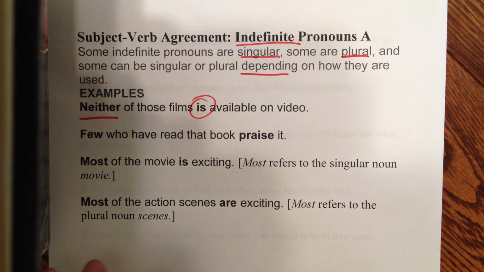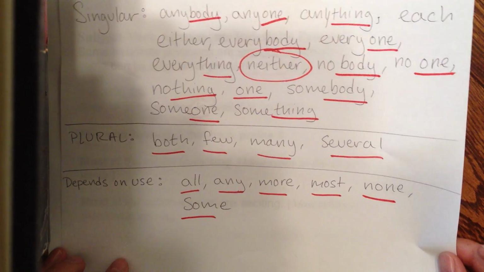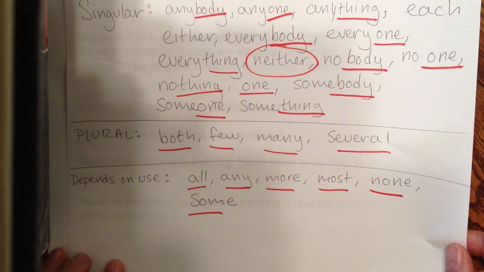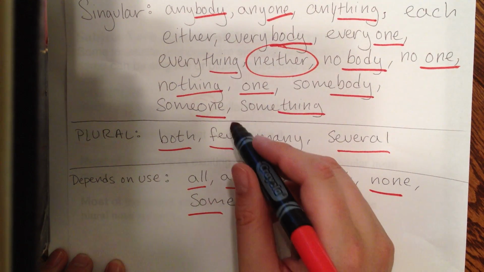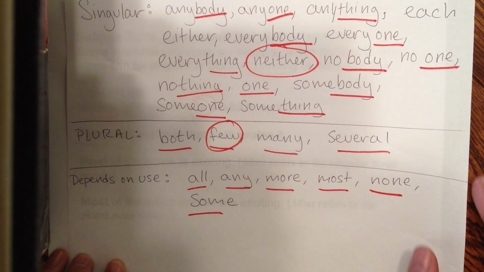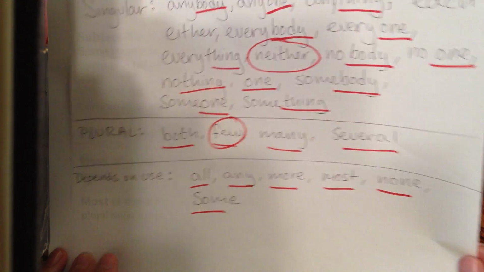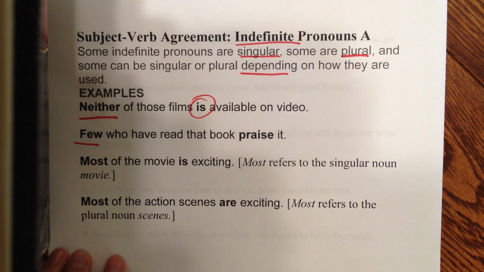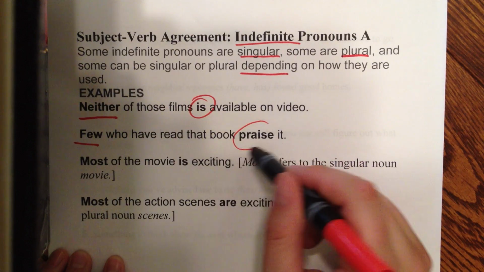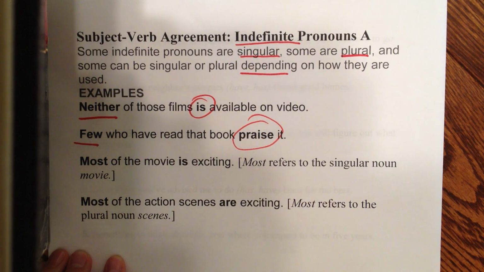The next one, few. Few is in the list here of always plural. This means if I use the word few, I have to use a plural verb. This means a verb that doesn't end in S, and lo and behold, we're saying the word praise. Few praise it.